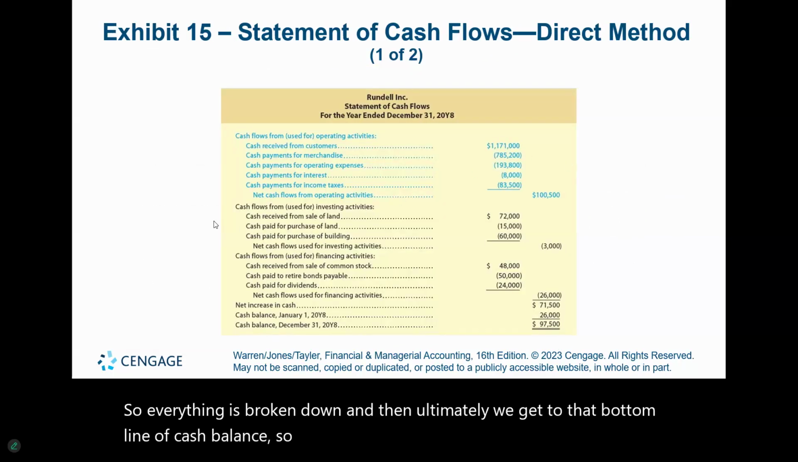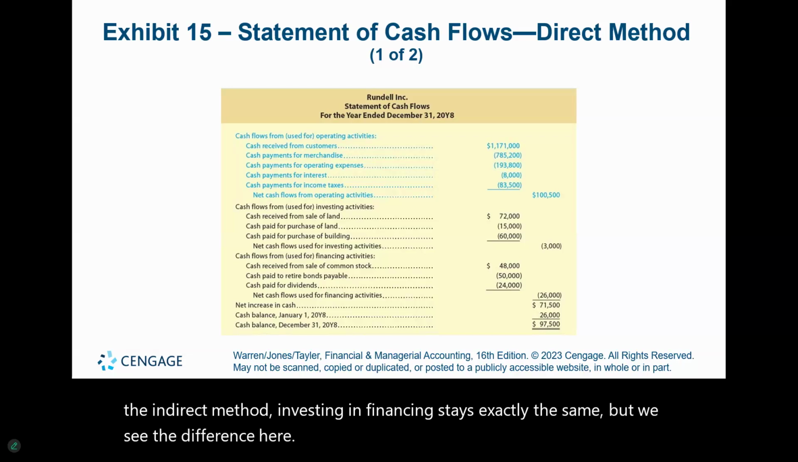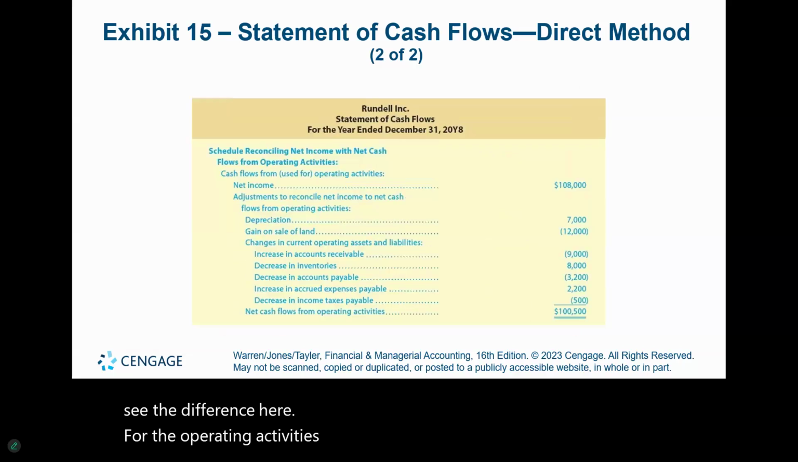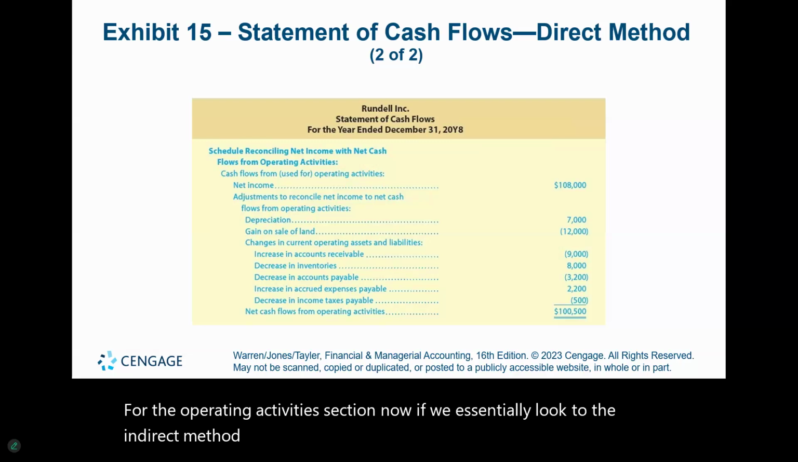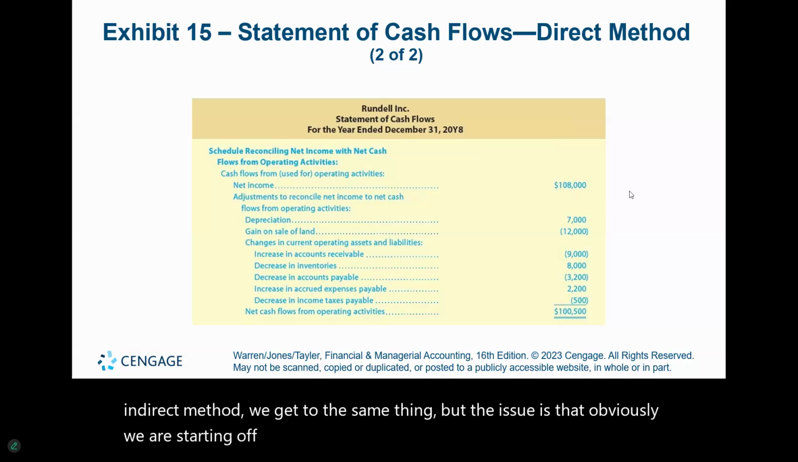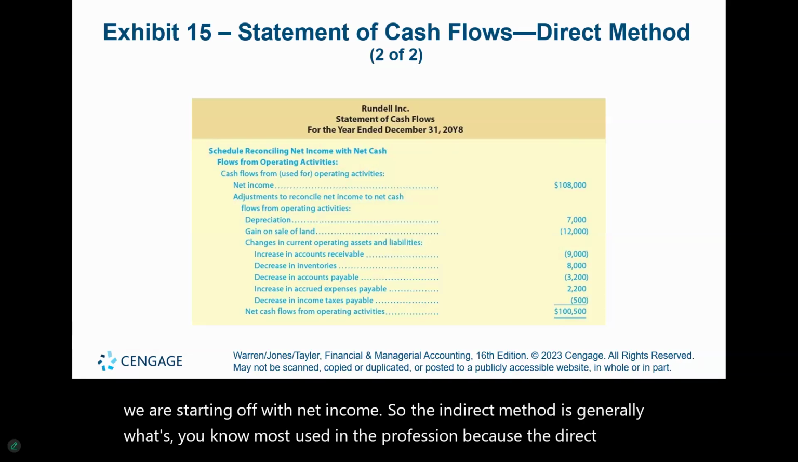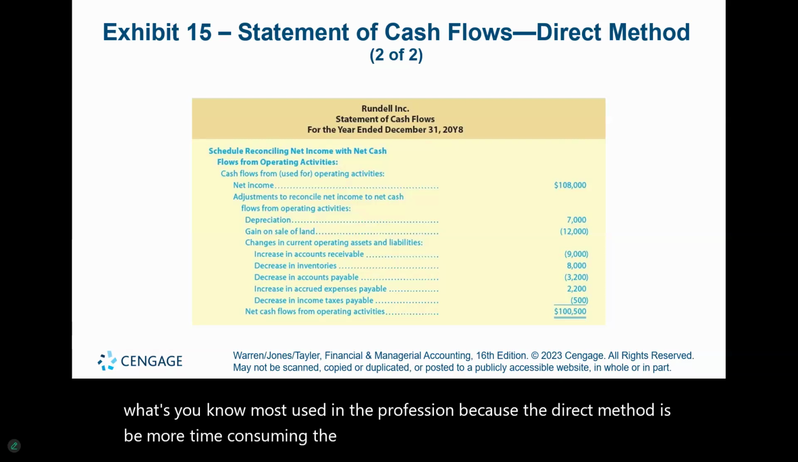Remember, whether we use the direct method or the indirect method, investing and financing stay exactly the same. But we see the difference here for the operating activities section. Now, if we look at the indirect method, we get to the same thing, but obviously we are starting off with net income. The indirect method is generally what's most used in the profession, because the direct method is more time consuming. The information isn't always readily available.